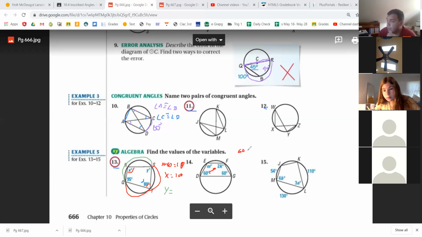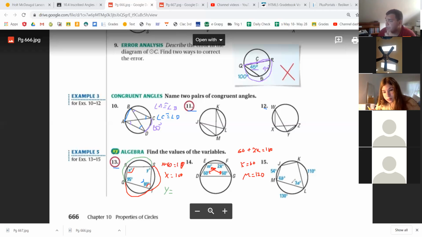So 60 plus 2k equals 180. Do your algebra. Subtract 60 on both sides, which is 120, divided by 2. K should be 60. And then you're going to do your m plus 60 equals 180. That's a little easier. You just subtract 60 on both sides. M is 120. Okay.